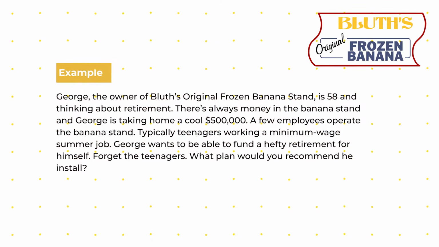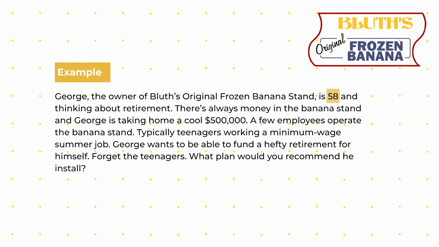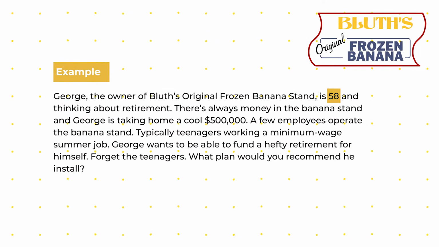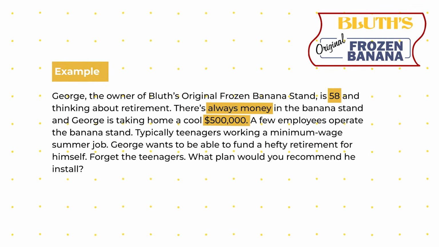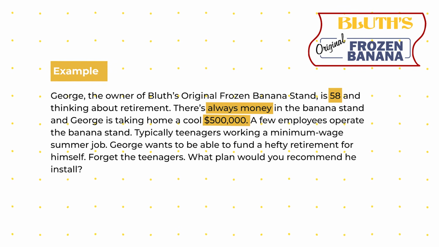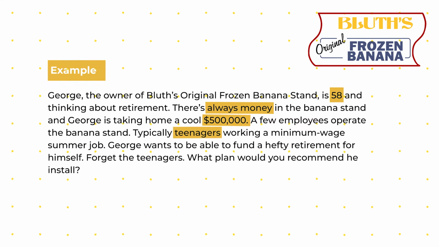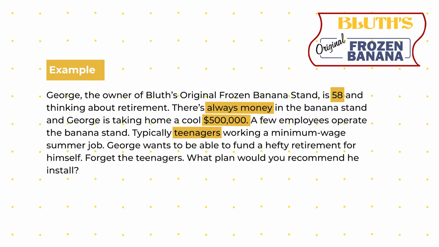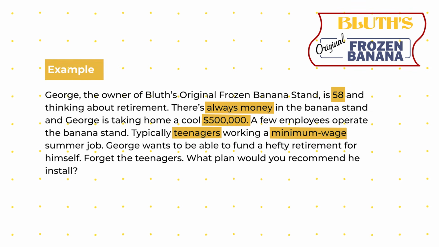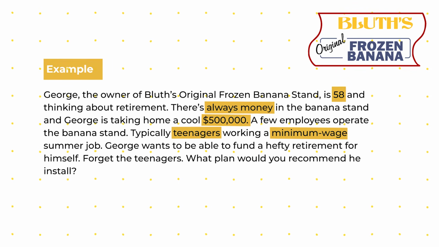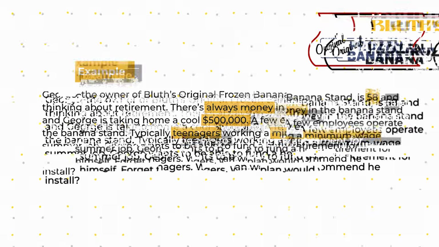Now, before we even get to the decision tree, I want to highlight a few key facts here. First, George is on the older side. Second, the stand is making steady and hefty profits each year. And lastly, the other employees, they're significantly younger, and in fact, they're teenagers, so they're likely below the 21 and 1. Plus, they're low compensation. Take a second and try this problem on your own. Hit pause.